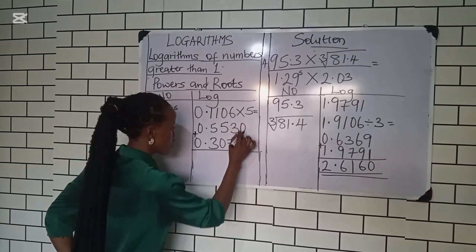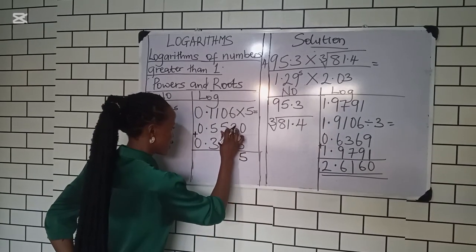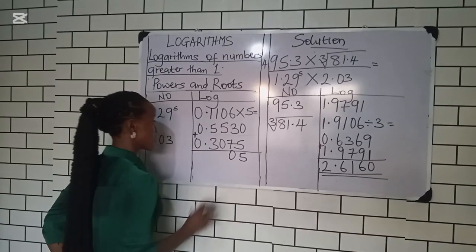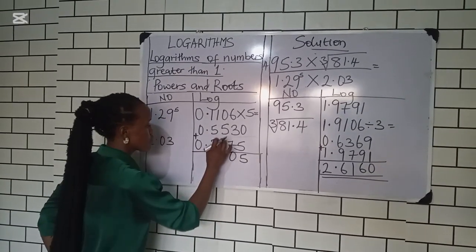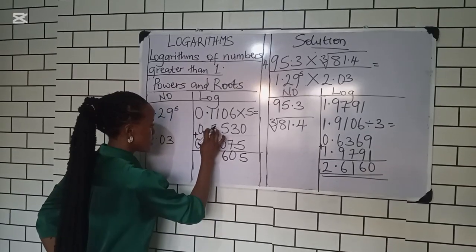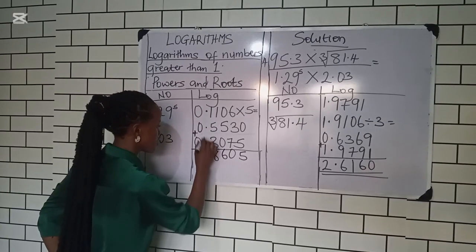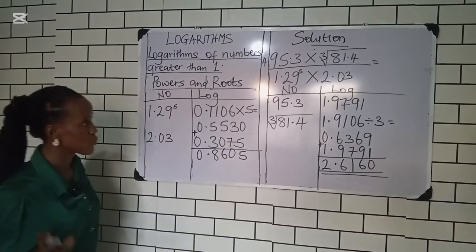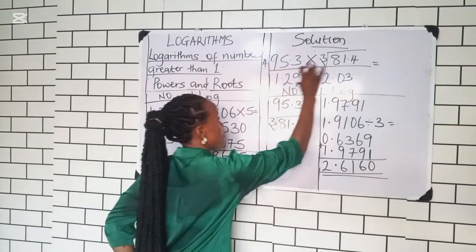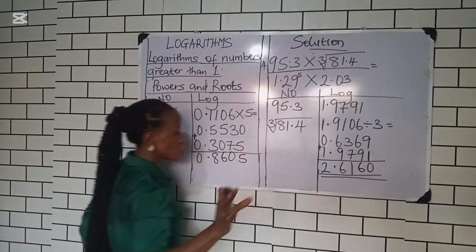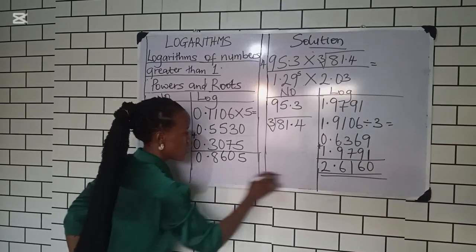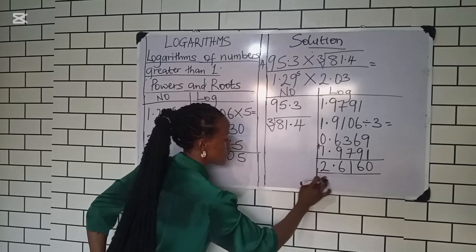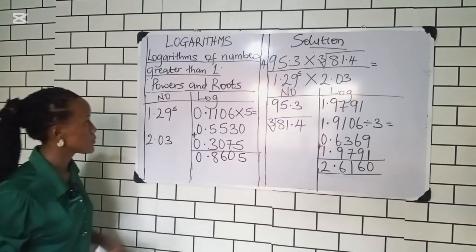You add 0 plus 5, 5. 3 plus 7, 10. You write 0, carry 1, add the 1 to this 5. You have your 6. 6 plus 0, 6. 5 plus 3, 8. Bring down your decimal point, bring down your 0. We are not yet done. Because of this division line, we are going to subtract this from this number here, this logarithm. After the subtraction, then we find the antilog.